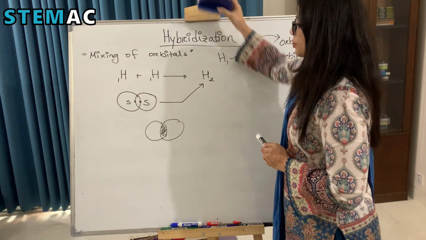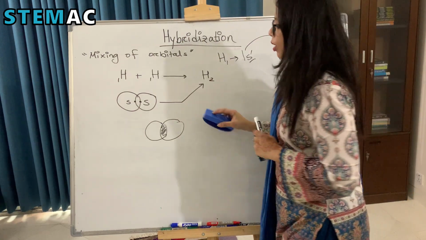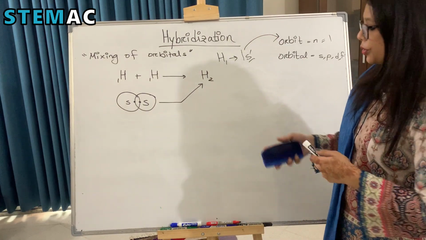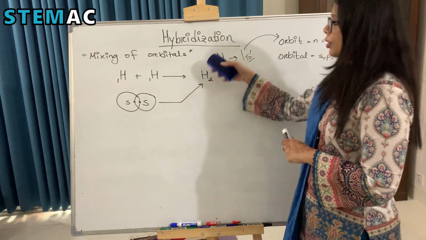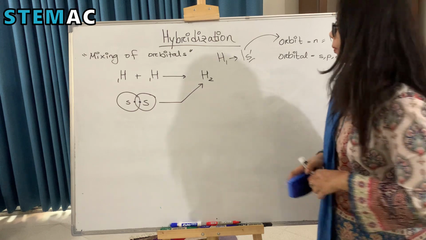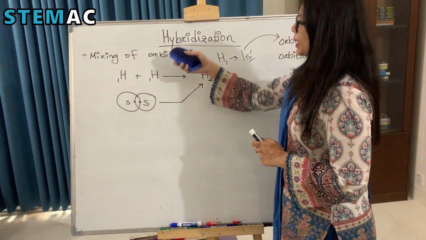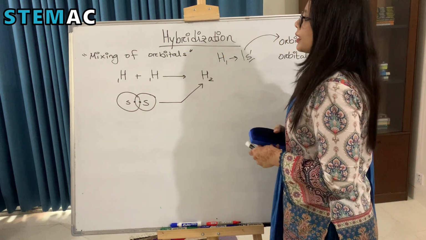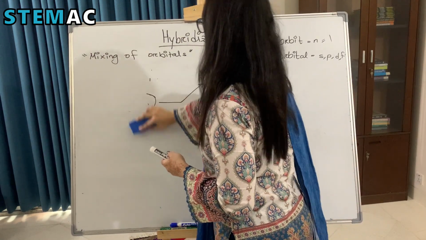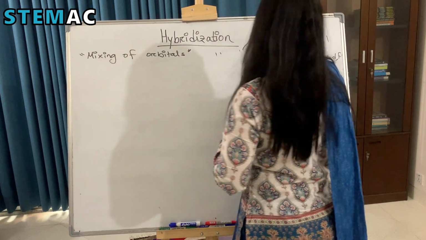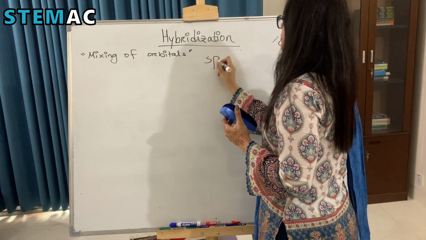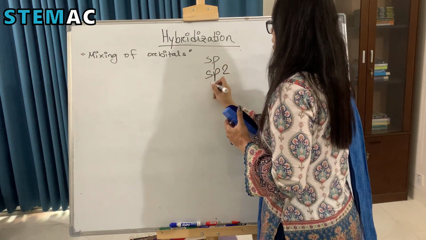And one common mistake: sometimes my students write down that hybridization happens in electrons. No, actually hybridization happens in orbitals while they are forming the bond, and only during the bond formation and not otherwise. So the mixing of the orbitals is hybridization, and there are different kinds of hybridization. The three common ones which we are always taught, which I'll be explaining in detail, are sp, sp2, and sp3.